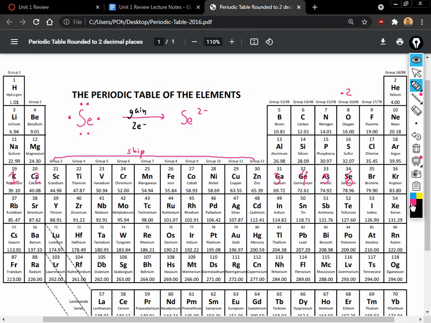So what that means is, it's going to gain 2 electrons on the outside. So we started with 6, but if it gains 2, it's going to have 8 on the outside shell. So this is going to be your final answer. Okay. Easy peasy.